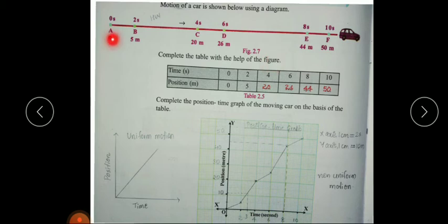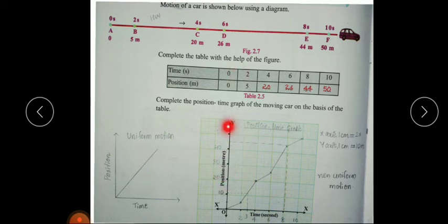At 0 seconds, the position is 0, and when the time is 2 seconds, it covered a distance of 5 meter, and when the time is 4 seconds, it covered a distance of 20 meter. At 6 seconds, 26 meter. At 8 seconds, 44 meter, and at 10 seconds, 50 meter. Complete the position time graph. So we have to draw the position time graph using this table.